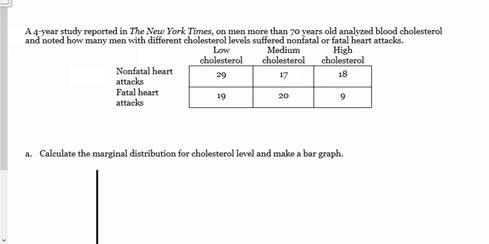Just like we talked about with marginal probabilities, we only use numbers at the margins, and they disregard completely one of the other variables. Since this is asking for a marginal distribution for cholesterol level, it's saying nothing whatsoever about heart attack outcome, and that's fine. This is just a graph of one of the two variables.